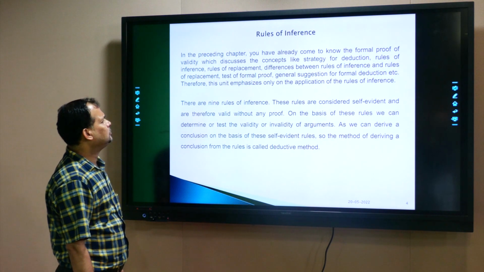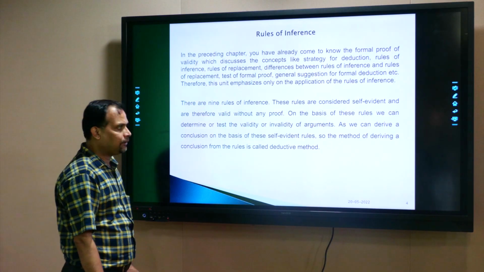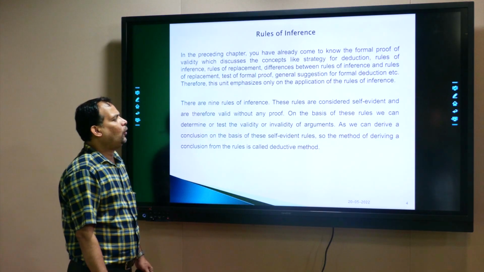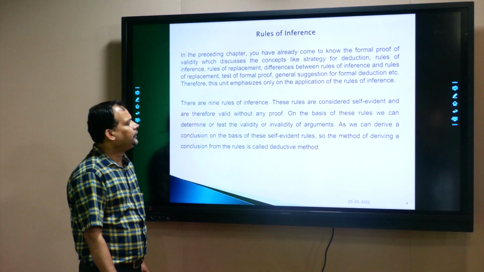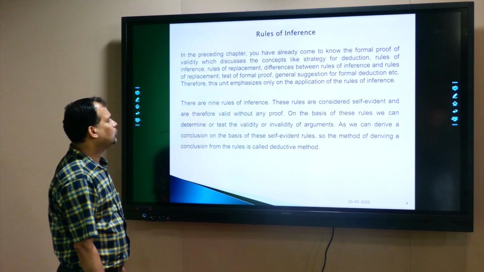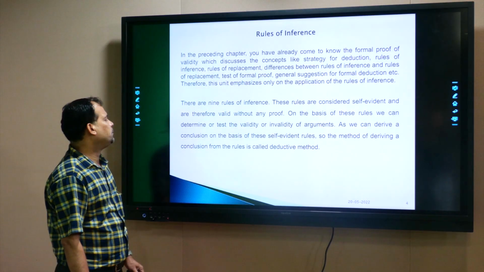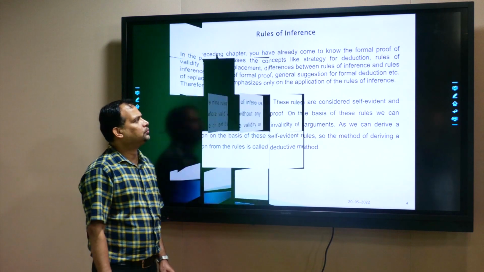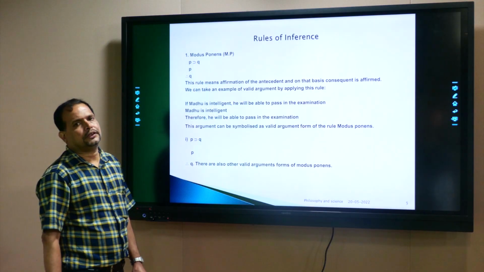Now, dear learners, you will see there are 9 rules of inference. These rules are considered self-evident and are therefore valid without any proof. On the basis of these rules, we can determine the test of validity or invalidity of arguments. As we can derive a conclusion on the basis of self-evident rules, the method of deriving a conclusion from the rules is called deductive method. Now, dear learners, you will see what the rules of inference are.